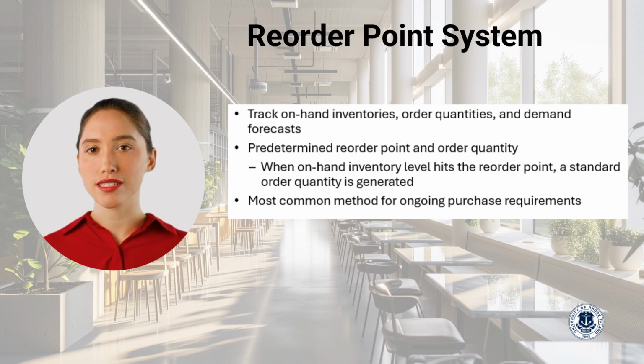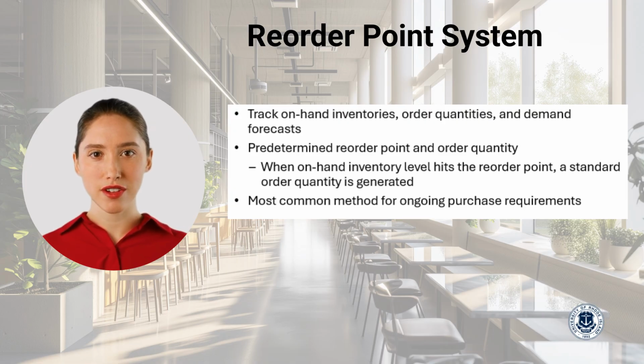The reorder point system is one of the most widely used methods for ongoing purchasing. When inventory reaches a predetermined level, a standard order quantity is triggered automatically. This keeps inventory flowing without constant manual intervention.